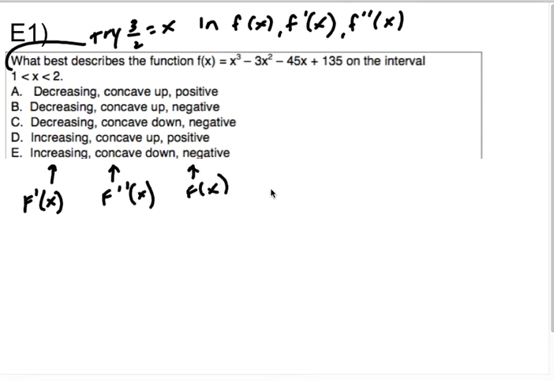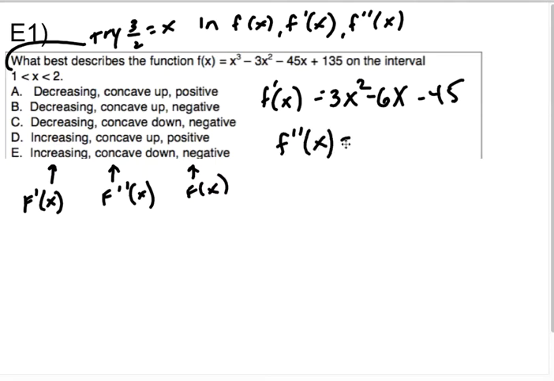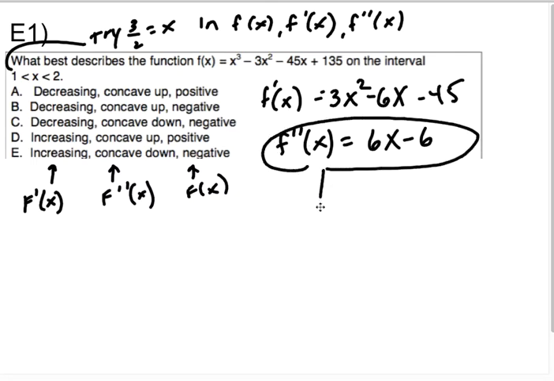So since I know I need all three, a good starting point is to just go ahead and differentiate. f prime of x is going to be 3x squared minus 6x minus 45, right? And f double prime of x is going to be 6x minus 6. Great.